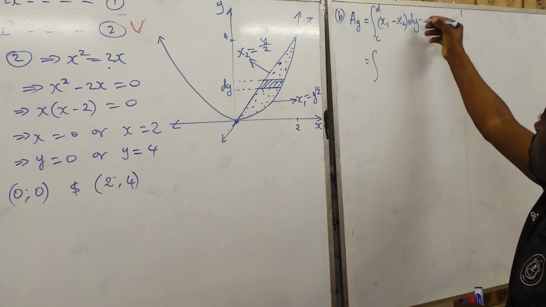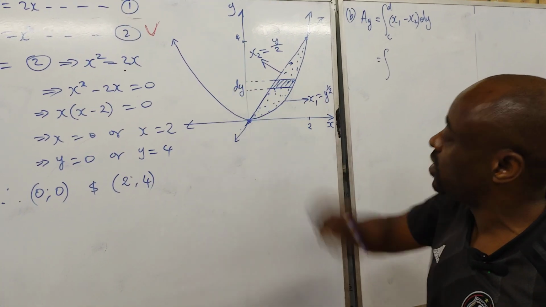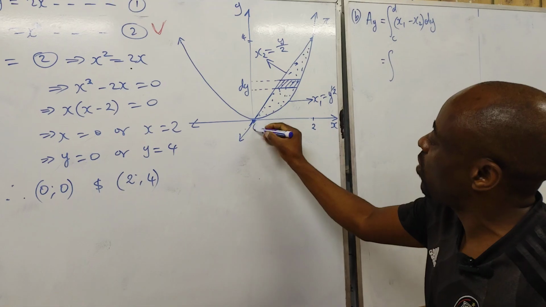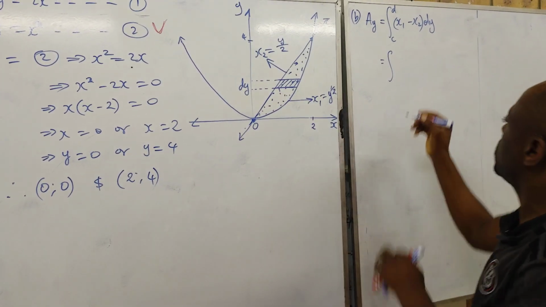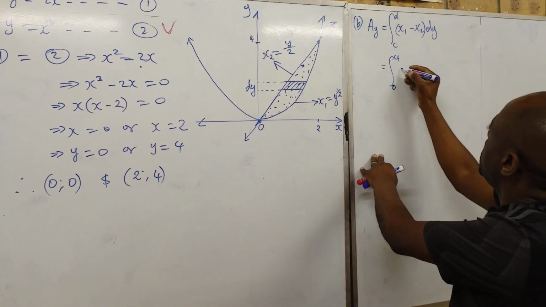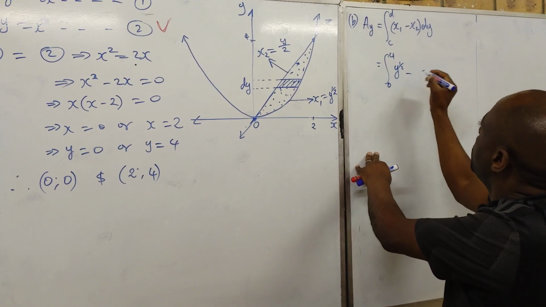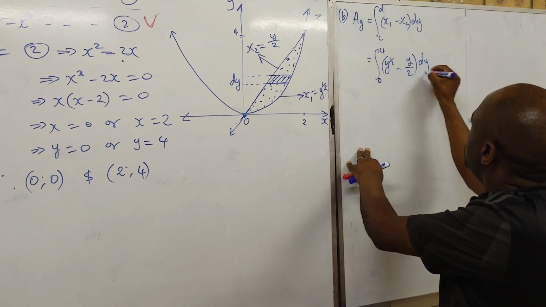C and D, I read from the y-axis because my strip says so. My strip touches the y-axis. So I read from where I started shading to where I stopped along the y-axis. So I've got 0 to 4. My x1, you now see it on the graph, to be y to the power half. x2 is y over 2, then dy.